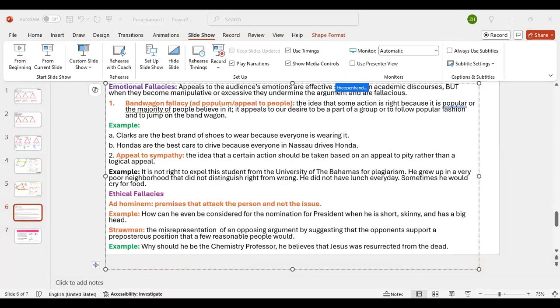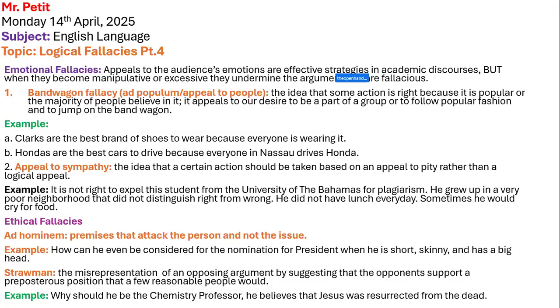For the second type: appeal to sympathy. Very good. What's the next one? Ad hominem. Very good. What's the next one? Straw man. Very good. Which fallacy is the one where it purports the idea that because everyone is doing it, you should do it? What type of fallacy is that? Bandwagon fallacy. Very good. Which fallacy attacks the person and not the issue? Ad hominem. Very good.